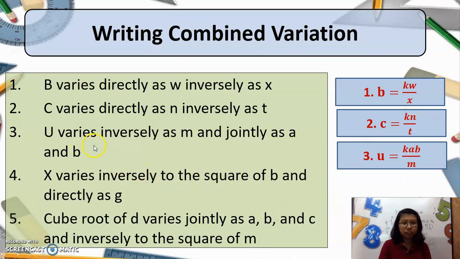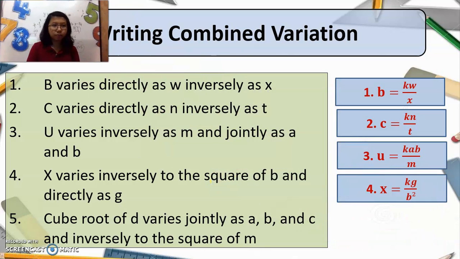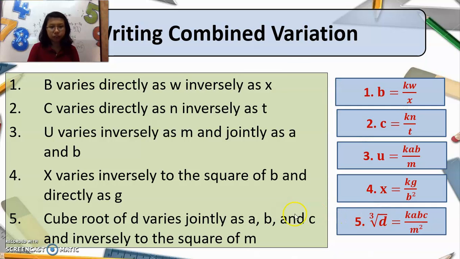Next one, u varies inversely as m and jointly as a and b. When we say jointly, it will be in the numerator, and then inversely at the denominator. x varies inversely to the square of b and directly as g. It will be x equals kg over b squared, because it says inversely to the square of b, so that's why it will be located at the denominator of the given equation. And the last one, cube root of d varies jointly as a, b, and c and then inversely to the square of m. So it will be cube root of d equals k times a times b times c over m squared.